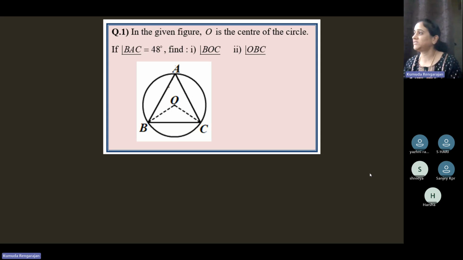Correct. BOC is 96, correct. OBC? OBC is equal to 64. How? Look at that, 48/2. Ma'am, OBC also 96 degree. No, no, OBC is 48 degrees.